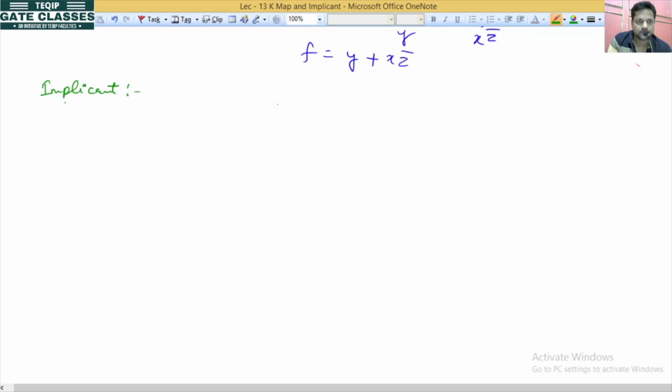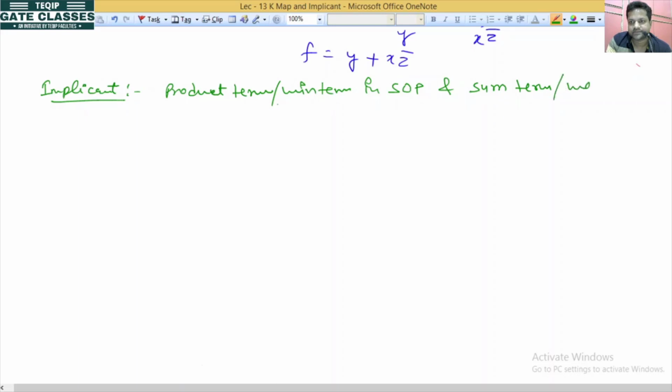Next concept is implicant. Product term, or you can say min term. Min term is product term only, in SOP. And sum term, or you can say max term, in POS, is called an implicant.